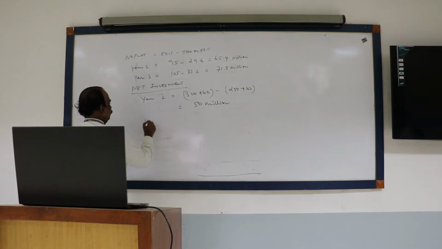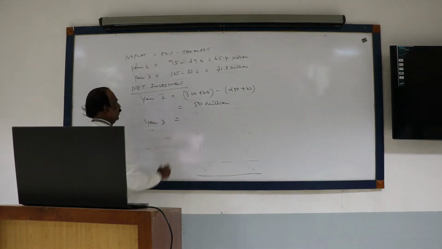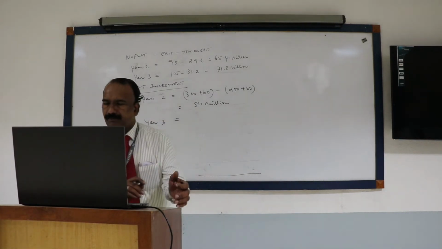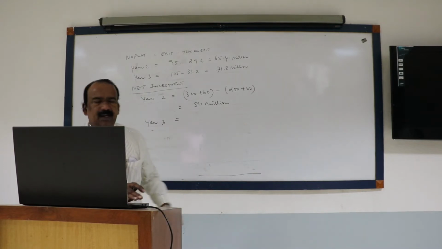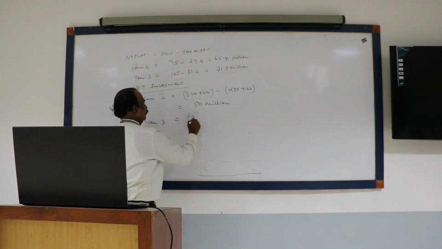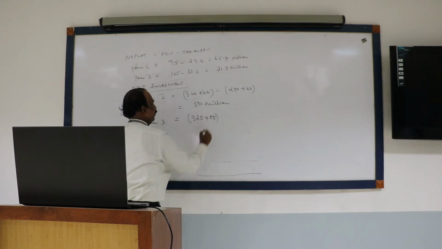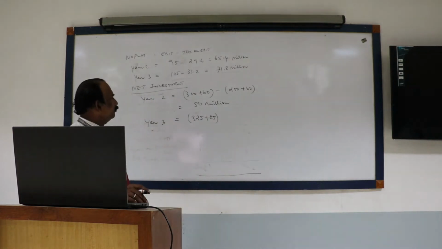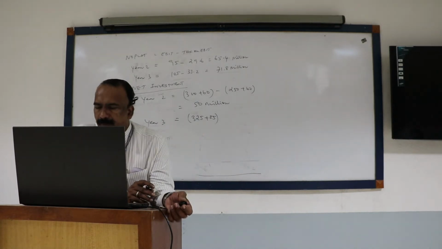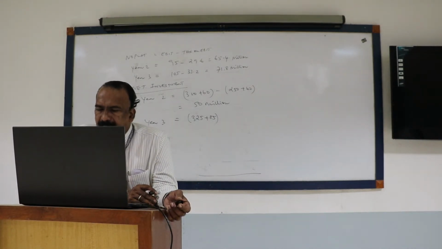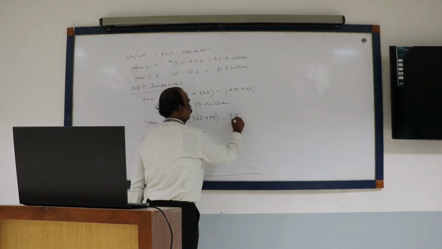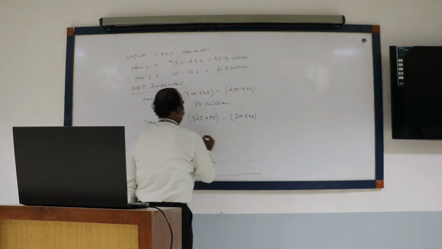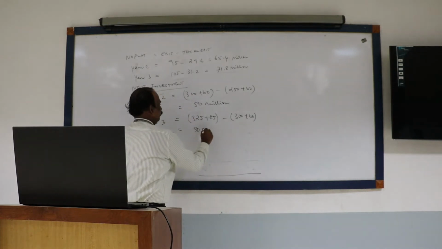Then year 3. Third year net fixed assets is 325. Net current assets is 85. So 325 plus 85 is 410. 410 minus 300 plus 60, the second year. So 410 minus 360, 50 million.